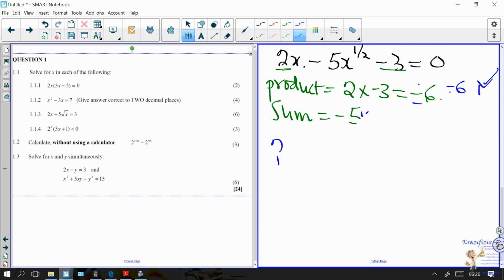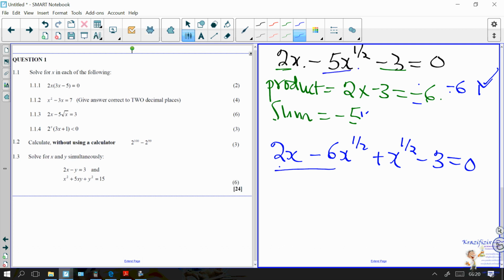So look at what I'm going to do here. I am now going to say 2x minus 6x to the power half plus x to the power half minus 3 equals to 0. I have not changed my equation. It is still the same, because 1 minus 6 would give me what? Negative 5. Now pair and then let's factorize. What's common here? 2. All right, we have 2 common.